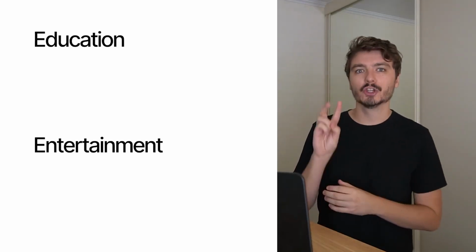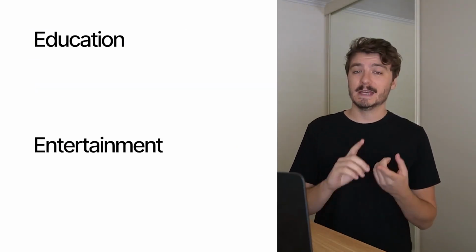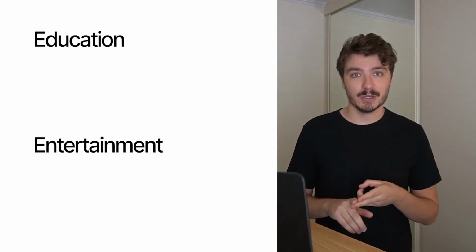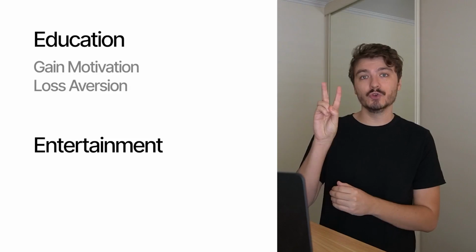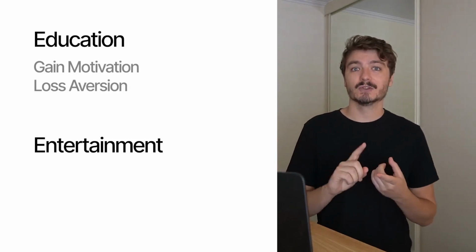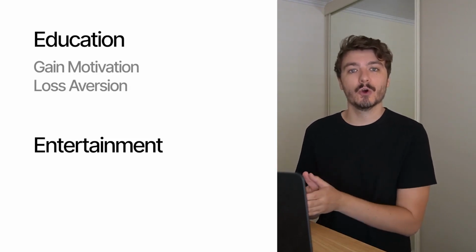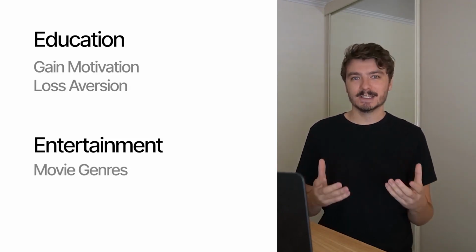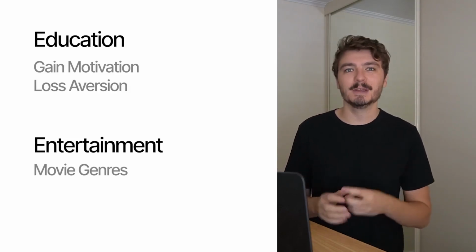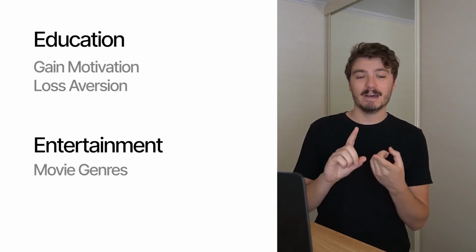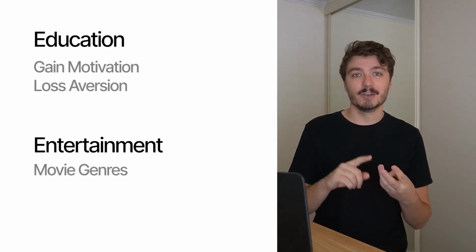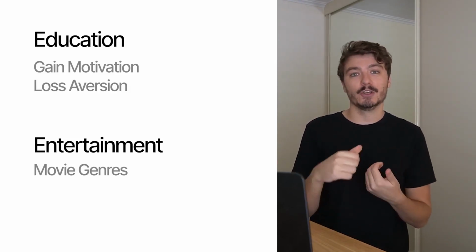So basically, there are two types of value. There's entertainment and there's education. Then for education, there are two types of genres. There is loss aversion and there is gain motivation. These are the two genres for education. For entertainment, the different genres are simply the different movie genres. You have inspirational, you have comedy, you have spectacle, you have horror, you have action.